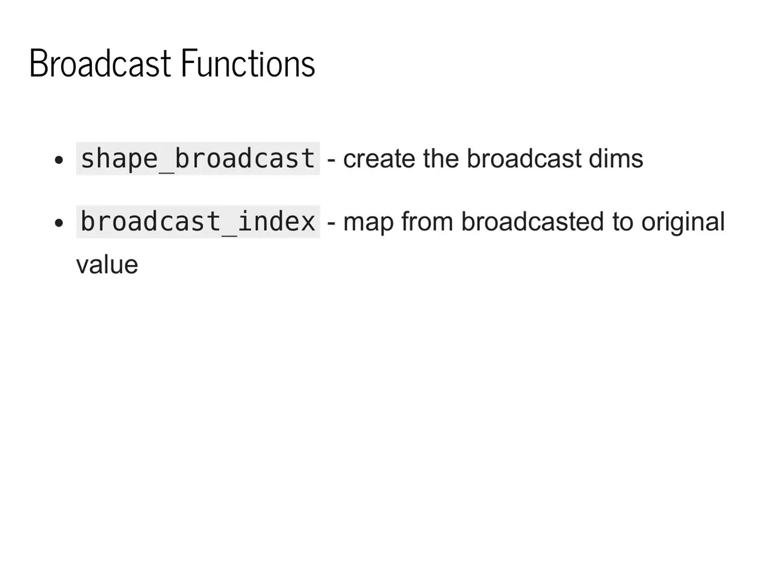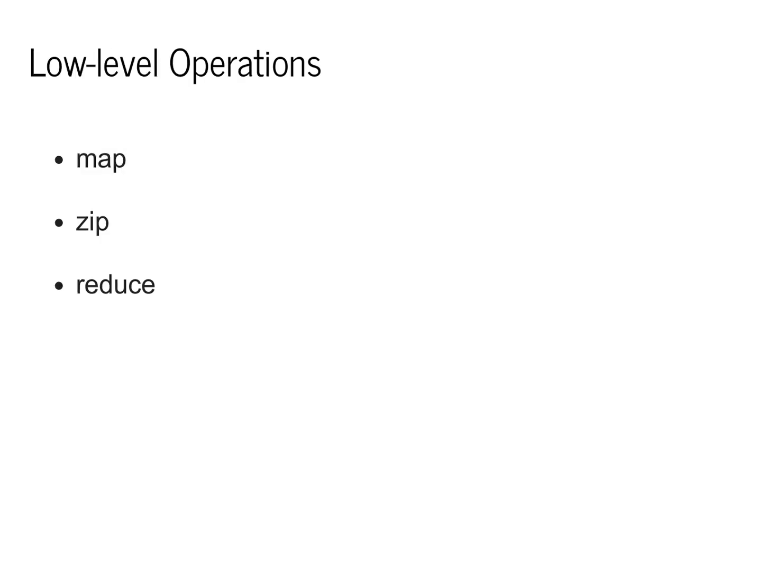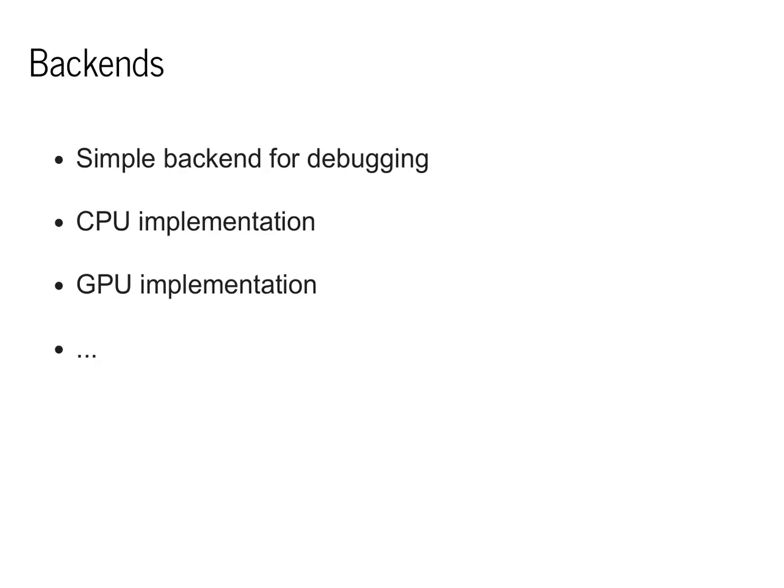In the code, there will be 2 functions you'll work with. One is called shapeBroadcast, which will create the final output shape, and another that is called broadcastIndex that will figure out this reverse process. Using these primitives, we'll have 3 low-level operations, which will be implemented as higher-order functions. These are the same 3 higher-order functions we saw from Module 0, map, zip, and reduce. We'll implement these several different times. First, in a simple implementation, which we'll use for debugging, then a CPU implementation, and finally a GPU implementation. This is going to be the focus of the lectures in Module 3.